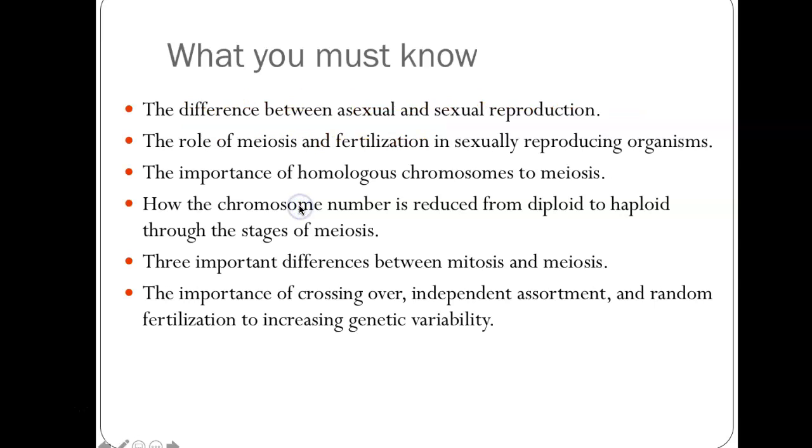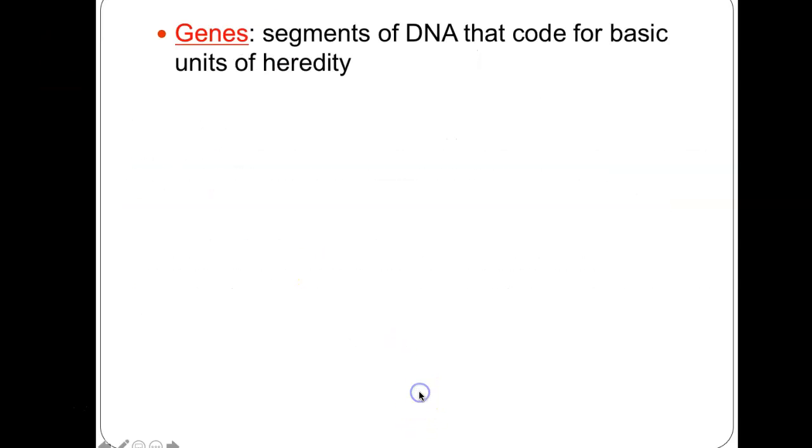It's actually a really cute video. I love it. These are the things you need to know. Difference between asexual and sexual reproduction, meiosis and fertilization, what those are, what homologous chromosomes are. So be looking out for that word when I discuss it. The words diploid and haploid, how those change through the process of meiosis. The differences between mitosis and meiosis. So I am going to bring mitosis back. Okay, so just be ready for that. And then the importance of crossing over, independent assortment, random fertilization to increase genetic variability.